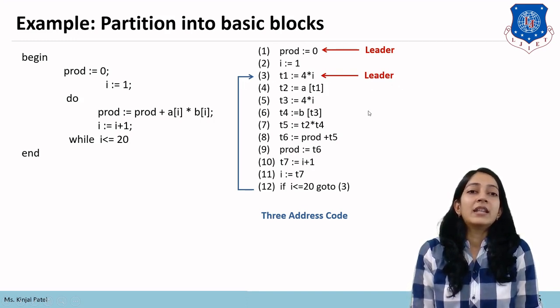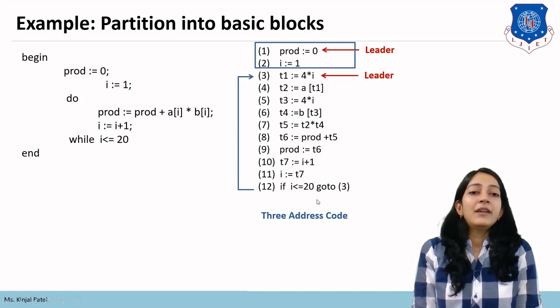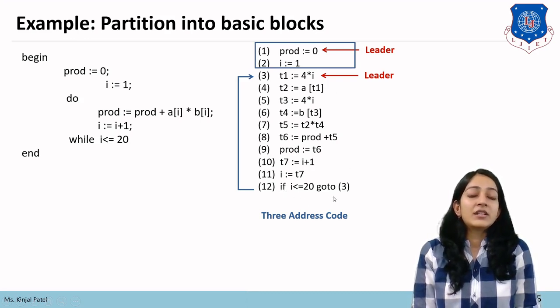There are three rules for determining the leader. The first rule is that the first statement will be a leader. The second rule is that the target of a conditional or unconditional go to statement will become a leader. Here it is go to 3, so statement 3 will become the leader. The third rule is that the statement following a conditional or unconditional go to will become a leader. Here there is no statement after the last statement, so no need to define any leader.